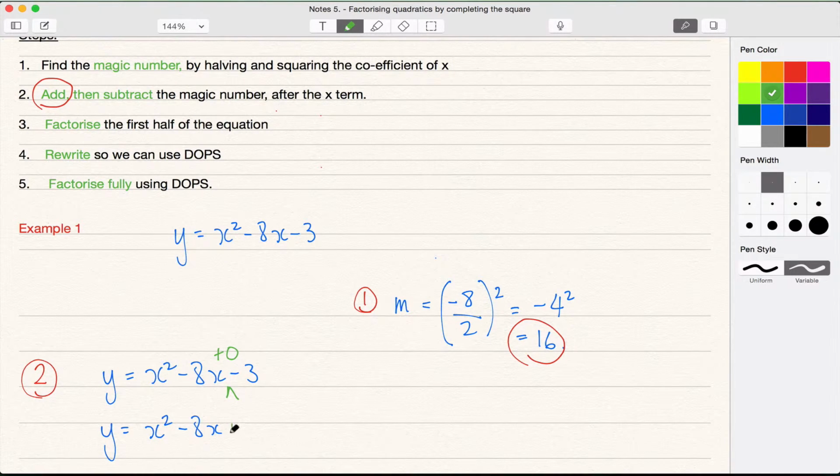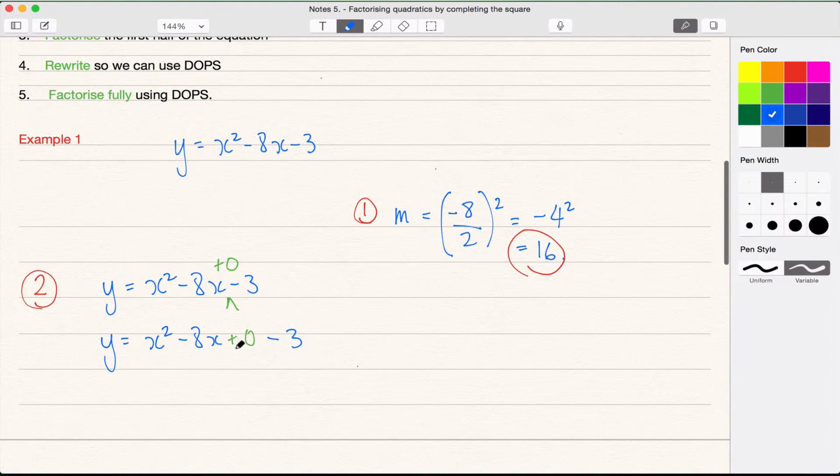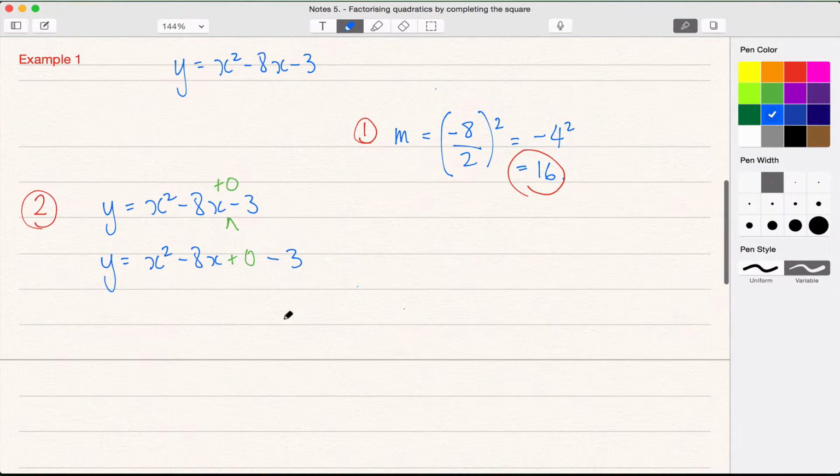Minus 3. Hopefully you'll agree that by adding plus 0 in the middle shouldn't change the way that it works. Next step is going to be x squared minus 8x. Instead of the plus 0, I'm going to add and subtract 16. Make sure you add first. Plus 16, minus 16, and the minus 3 stays on the end.